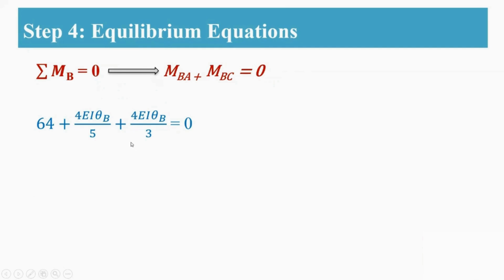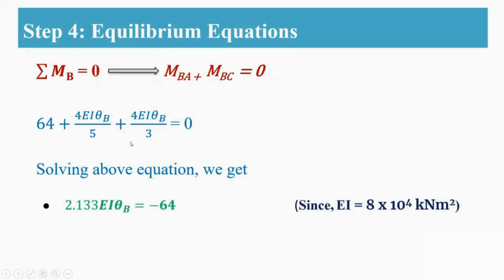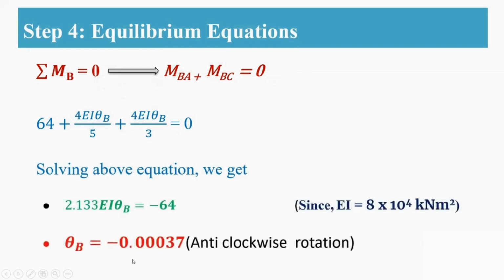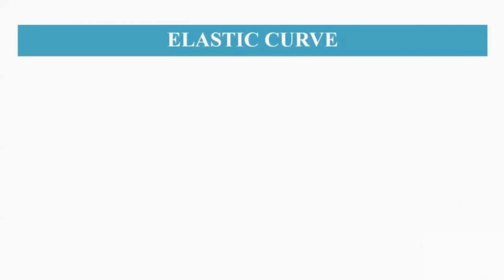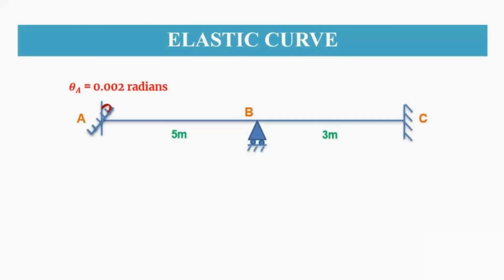By solving this entire equation, you are going to get theta B equal to minus 0.000037. This negative indicates that it is an anti-clockwise rotation. Here you are going to substitute the EI value also, which is already given in the question. And then we are going to draw the elastic curve.